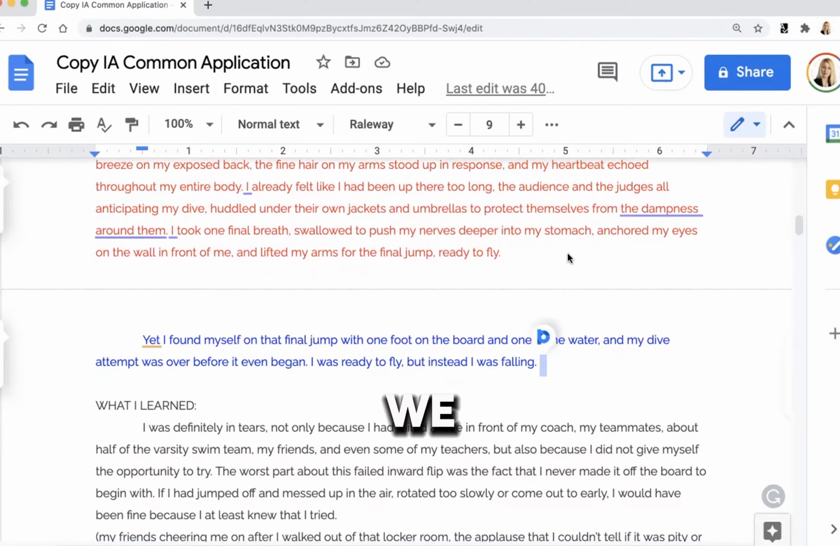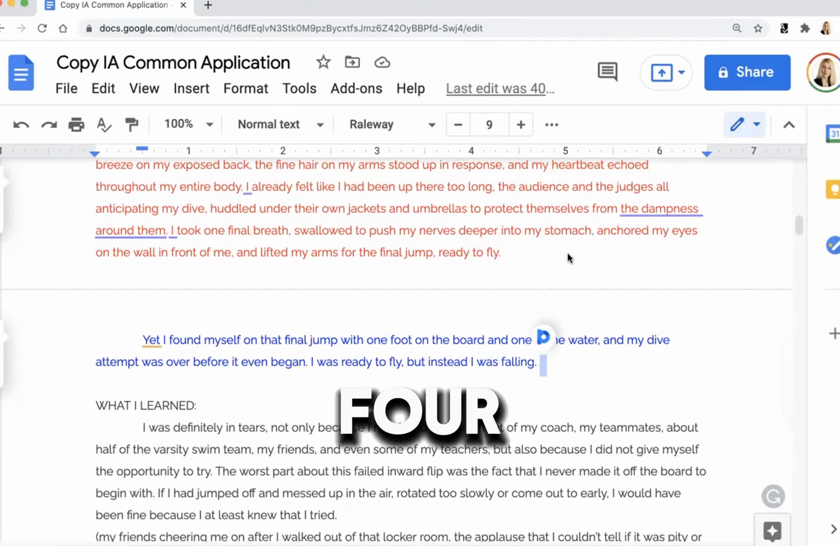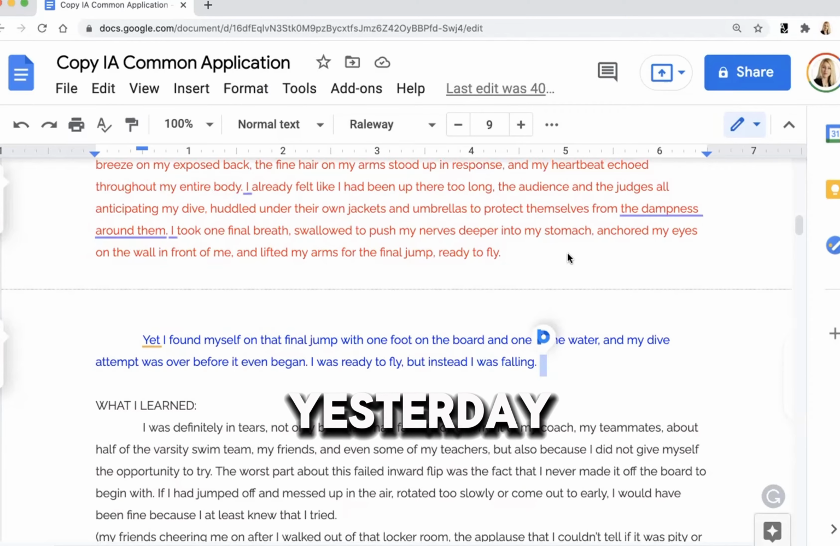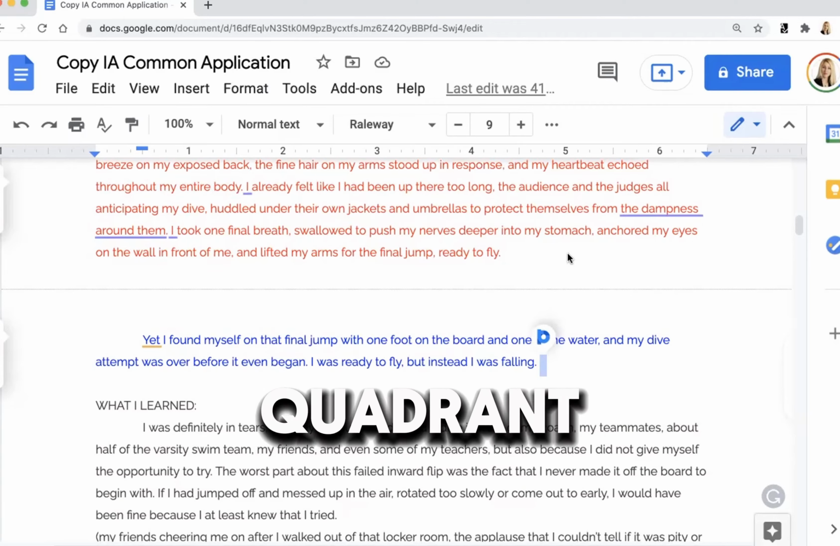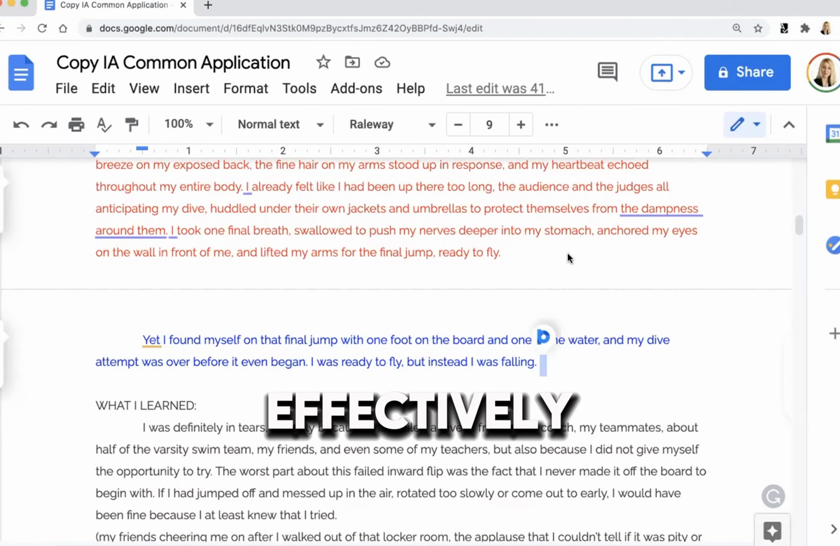Because when we write, we do not just describe what we're thinking, what we're experiencing, who said what. We are functioning in a spatial reality that is not linear. First of all, it's not just, okay, this is now and this is tomorrow and this was yesterday. We're all over that quadrant. We're experiencing reality, but at the same time, you also have to remember that we have to be able to portray time effectively.